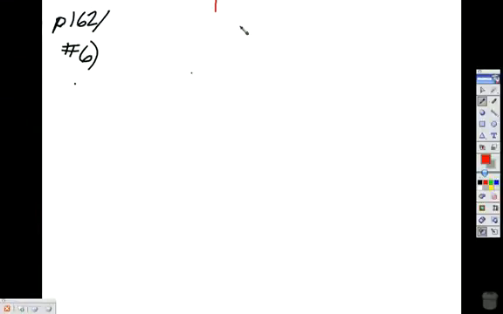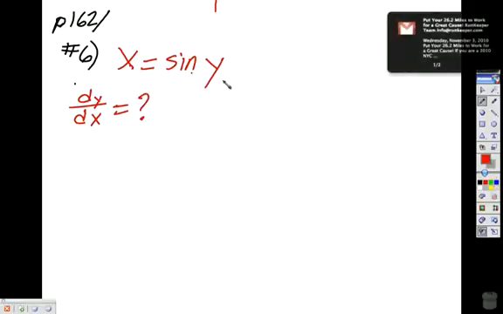Okay, let's look at number 6 on page 162. The equation that we're dealing with here is x equals the sine of y. And the question wants to know, what is dy dx? Okay, so the equation as it's written right now is an implicit function in that it is not y equals. If it were y equals, we'd be able to do something with it.